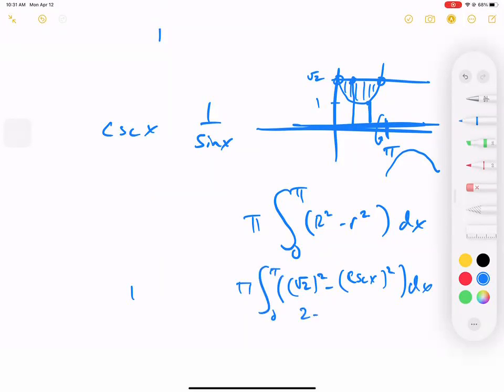So 2 minus cosecant squared x. Since you don't have a cosecant on your calculator, you're going to write 1 over sine x, squared.